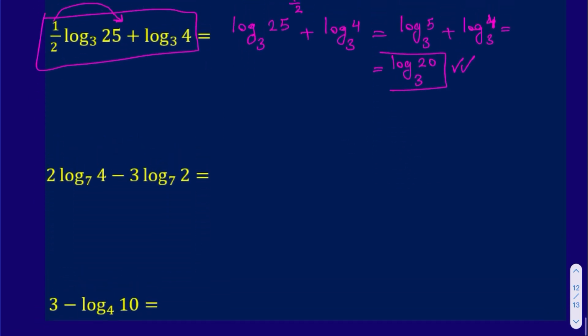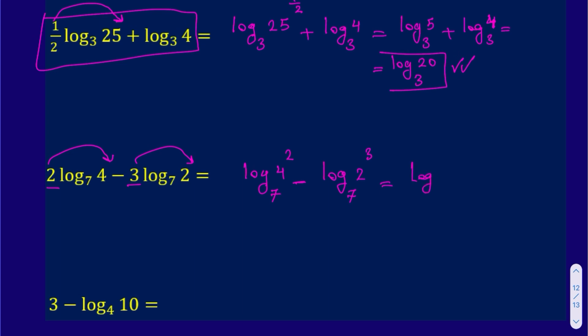And the next one, you see again there are two numbers in front of the log. So I will move each as a power, as the index of the number behind the log. So I will write log 4 to the power of 2 to base 7 minus log 2 to the power of 3 to base 7.